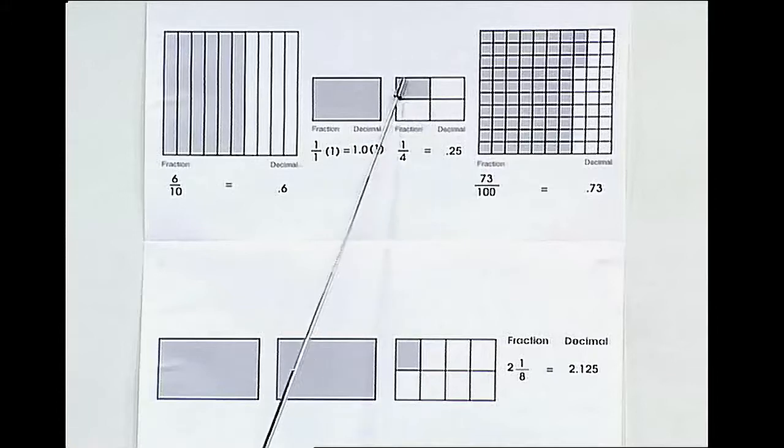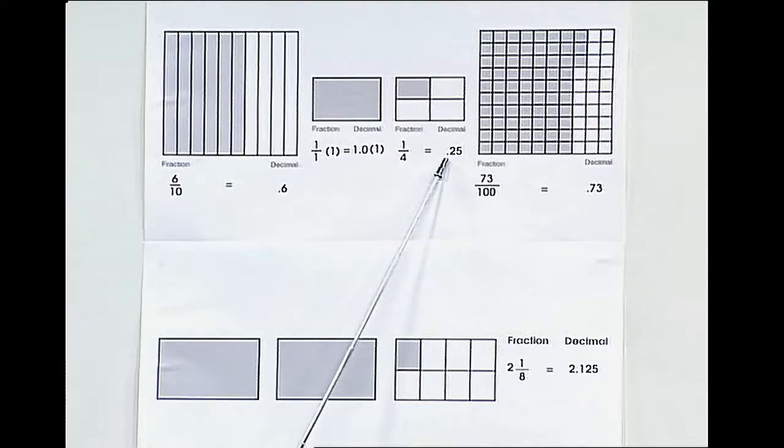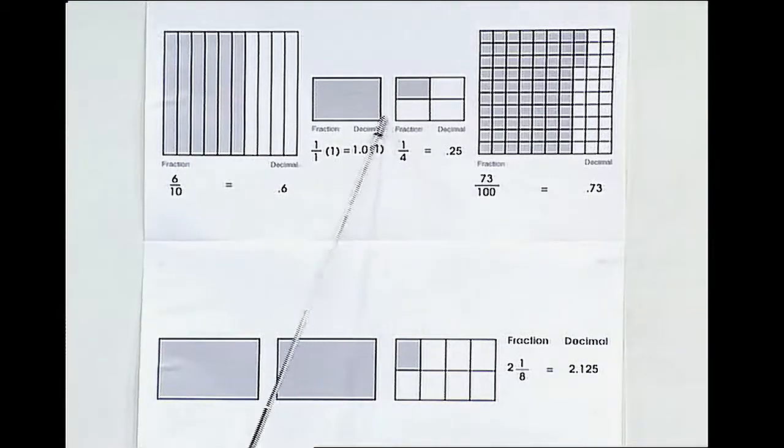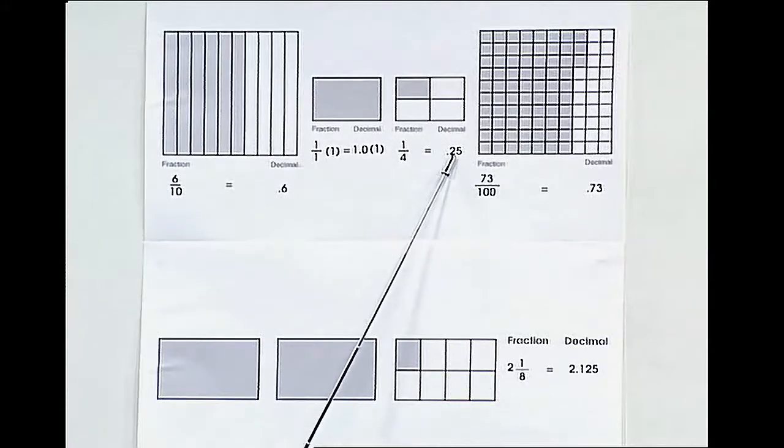Here we have 1/4 of this rectangle shaded. 1/4 is the fraction, 0.25 is the decimal. If you think of money and you think of the quarter, we discovered that a quarter was 1/4 of the dollar. 1/4 of this square is also 0.25.